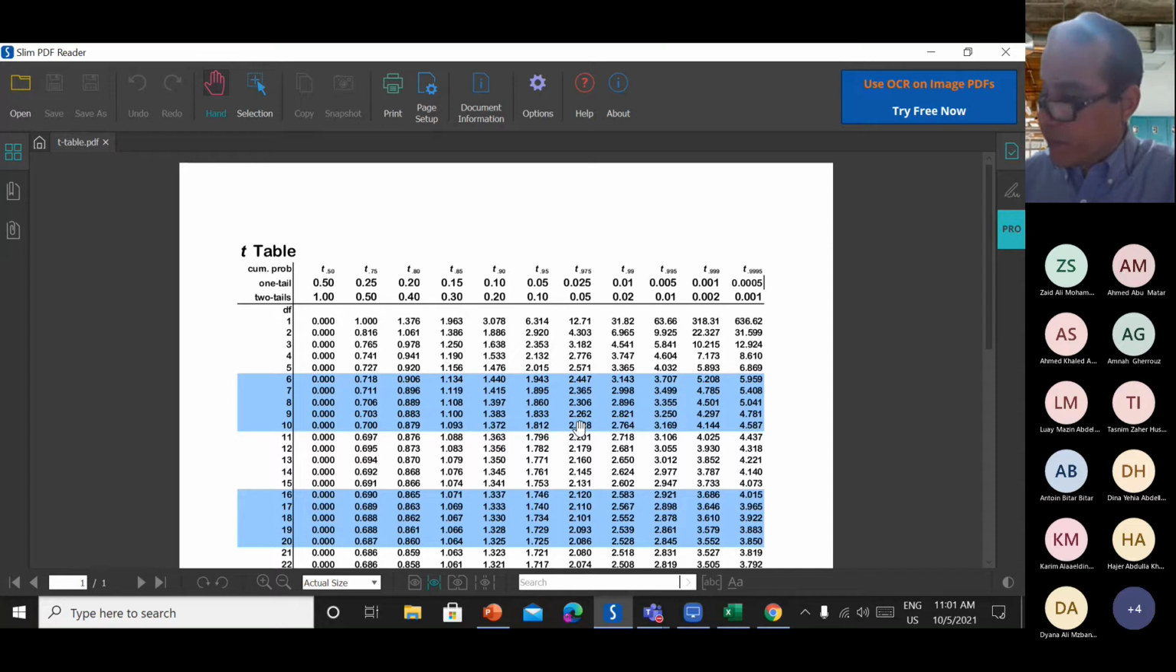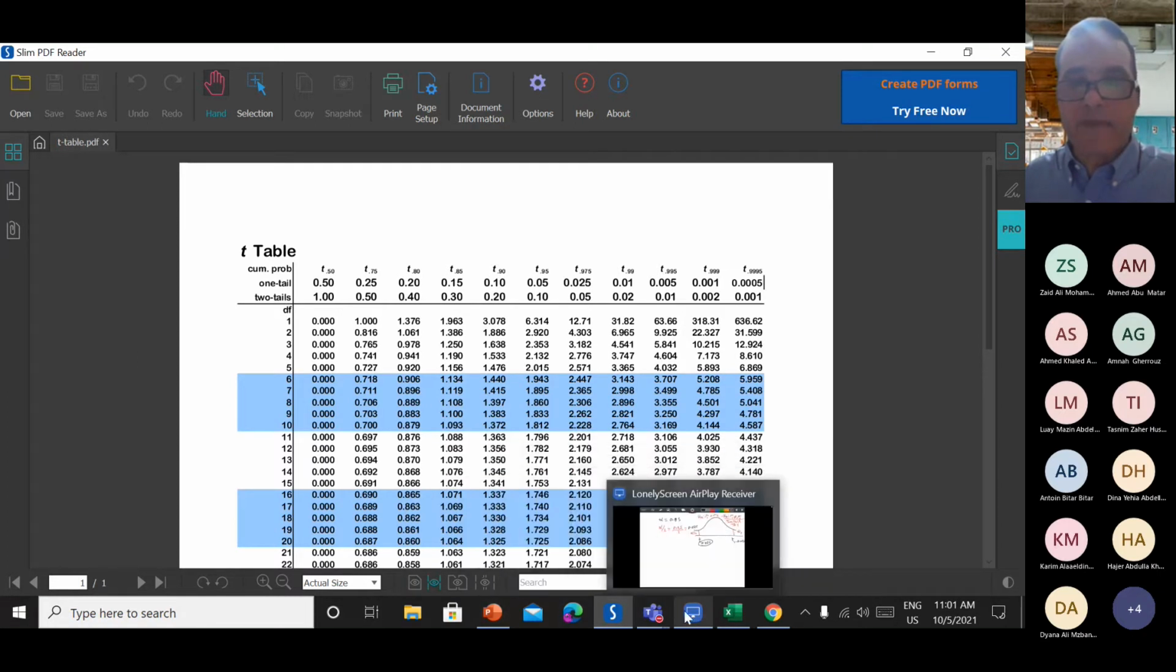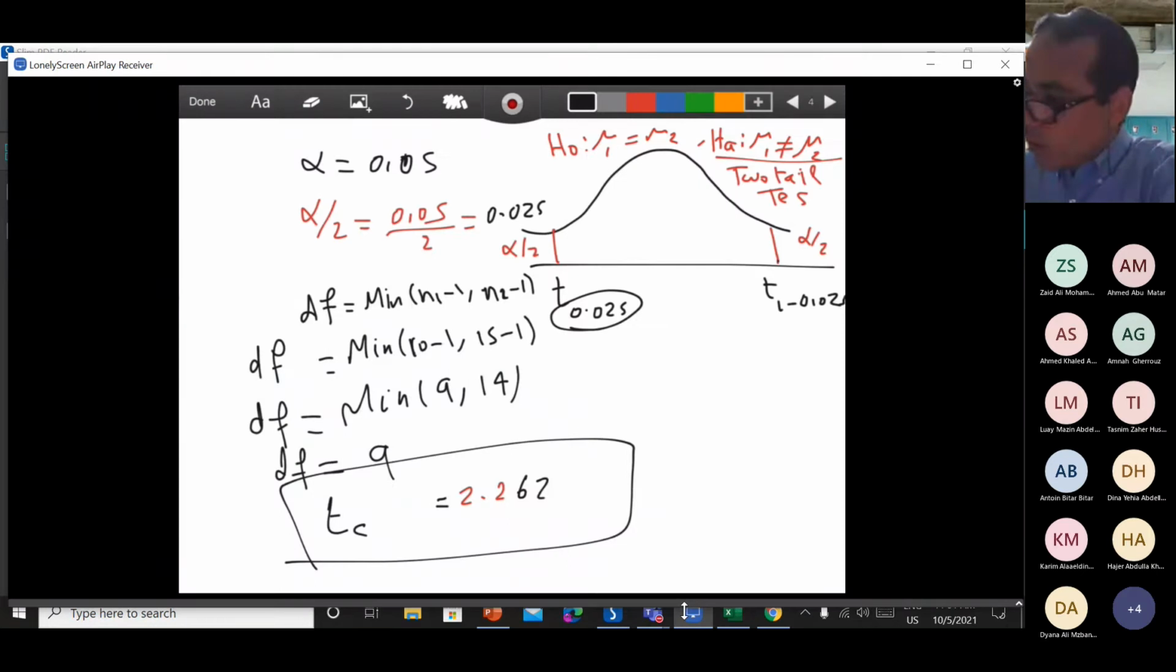Now you know how to use this one. Now you have the T critical. You have two values for the T critical, right? You have a right one and left one. So the right one will be what? 2.262, and the left one will be minus 2.262. Yes, because you have in the middle 0.